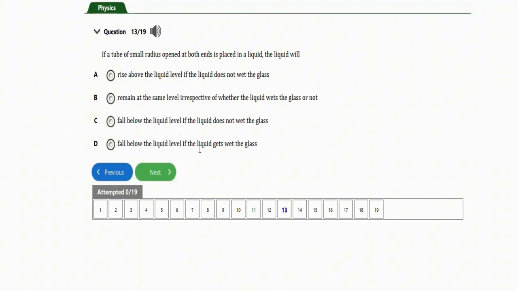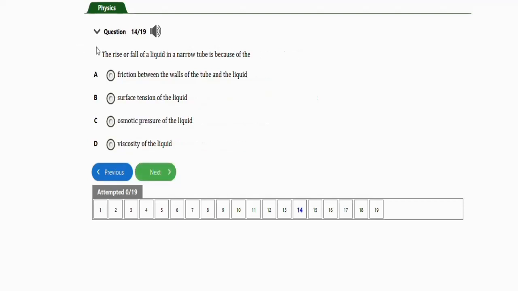Let's go to the next question, which is this one. It says the rise of liquid in a narrow tube is because of... we have answered this question as well. It's because of the surface tension of the liquid. Let's go to the next question, which is this one.